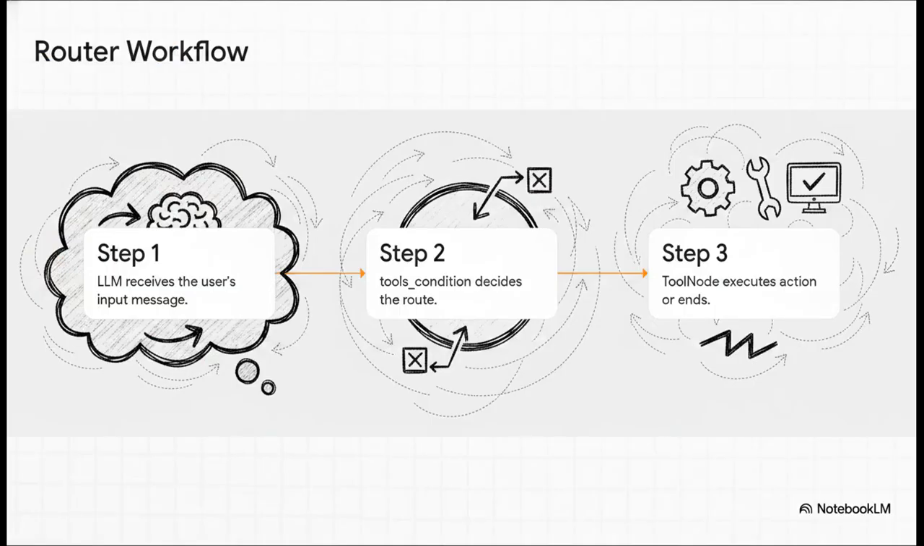Let's trace the actual code flow here step by step. Step 1, the LLM receives the user's input message. Step 2, the conditional edge evaluates the LLM's response and decides on the route. And step 3, either the tool node executes the requested action, or if no tool is needed, the graph just ends. This flow right here, it's the absolute heartbeat of your agent.